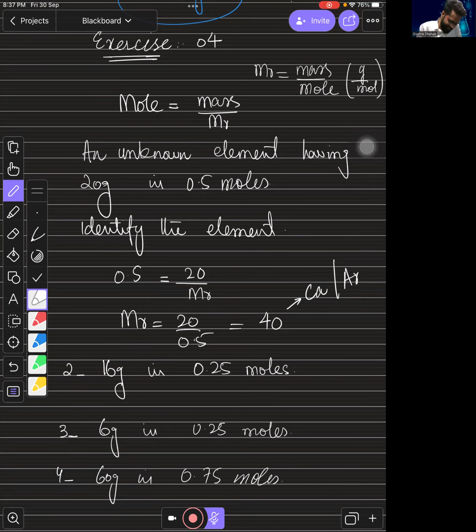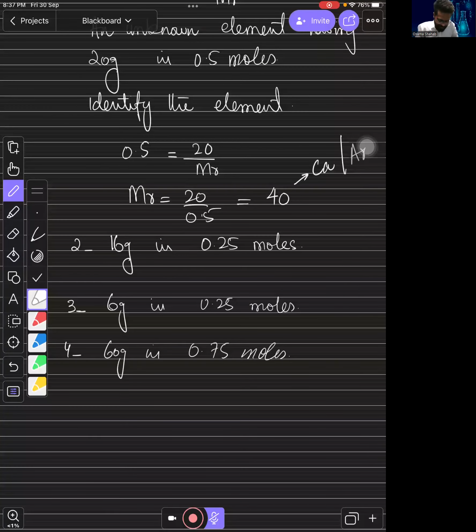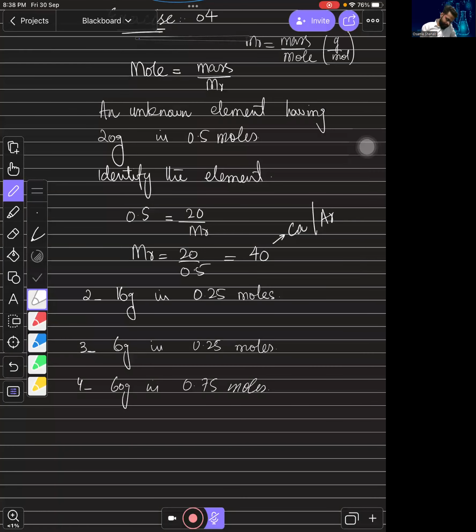Just try these questions, bacho, and identify the elements if you can. Yes, Ryan, you are right.